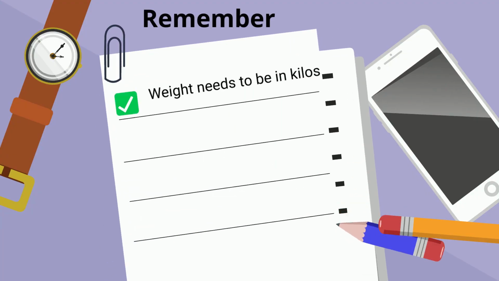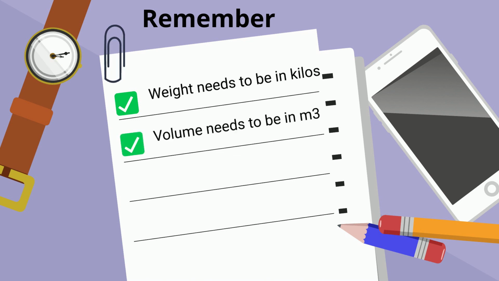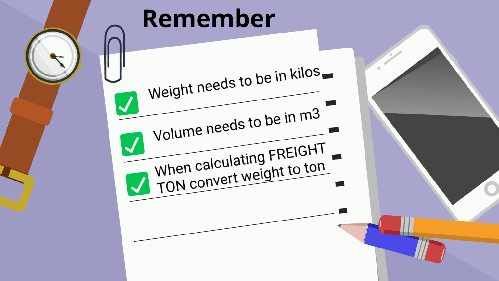Some things to remember are, in ocean freight, your weight has always got to be in kilos, your volume has always got to be in cubic meter, and if you are calculating freight ton, be sure to change your weight from kilos to tons. It will help you do your comparison and determine your freight ton.